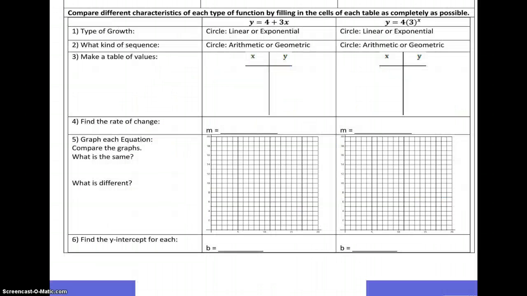On the bottom part here, y equals 4 plus 3x. That's y equals mx plus b form, so it's got to be linear. If it's linear, it's going to be arithmetic, straight lines. And then over here, same thing, y equals 4 times 3 to the x. It's got an exponent, so it has to be exponential. And again, that's going to be geometric.